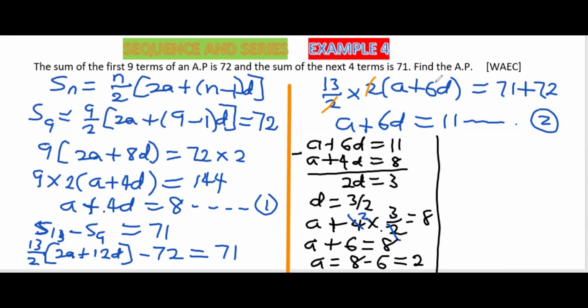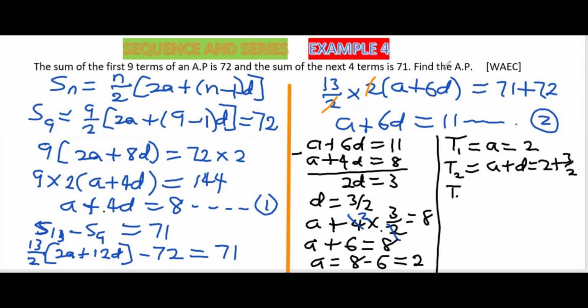We are asked to find the AP. The AP means list out the terms. So the terms are, first find first term, T1 equals to A, which is same thing as 2. That's what we go there. T2 equals to second term, which is A plus D, which is 2 plus our D is 3 over 2.